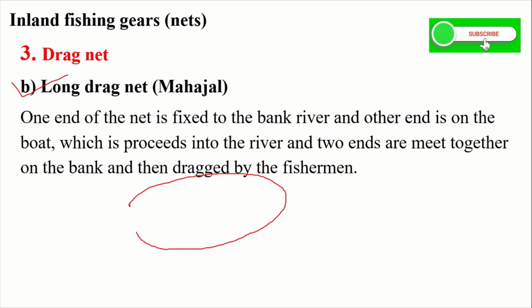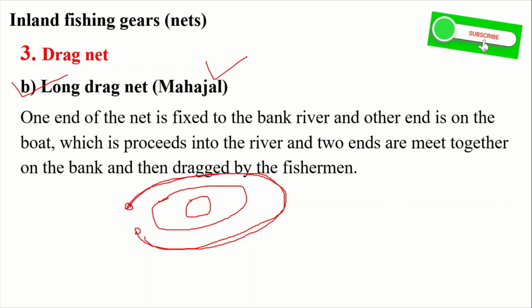So here, suppose this is a point A and this is a point B, the net forms such a type of movement, and both the sides then meet together, and the fishes which are entangled in this particular area can be caught with the help of this long drag net or mahajal. The net is placed into the river in an elliptical path and returned to the place from where it started. In this way, two ends meet together and are dragged onto the land. A huge amount of fishes can be captured by this type of net, called mahajal.